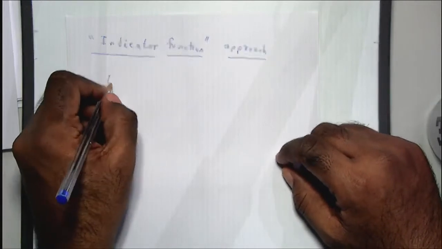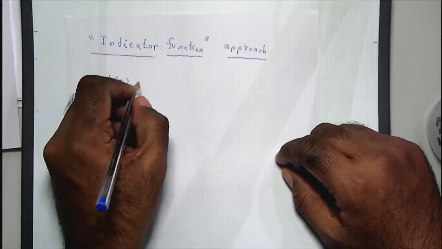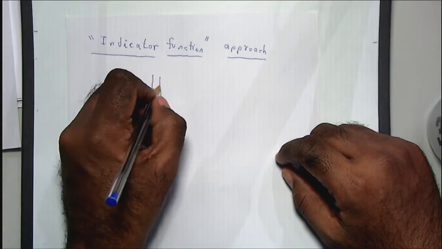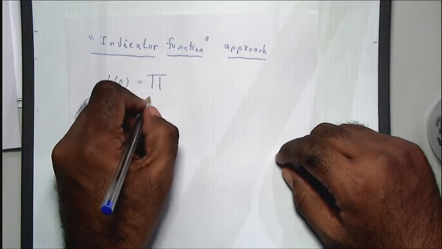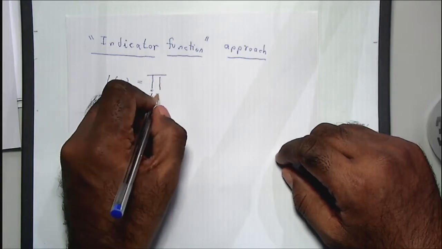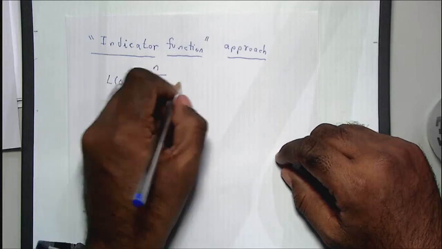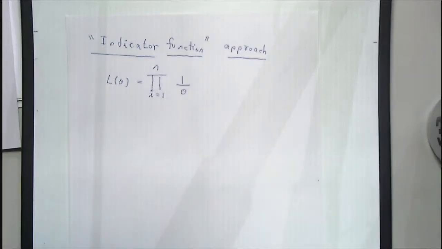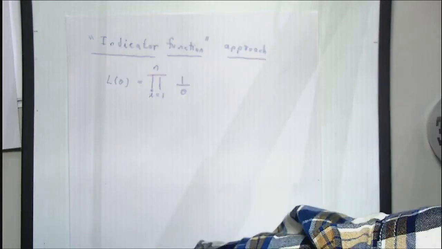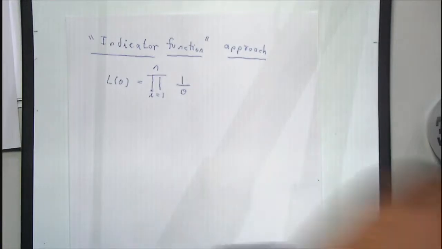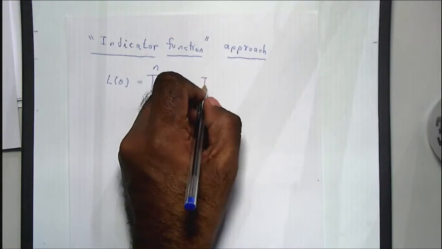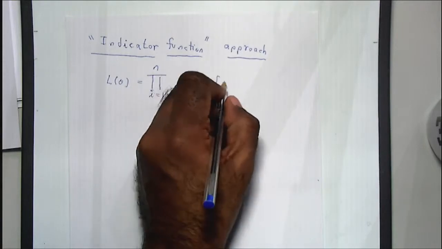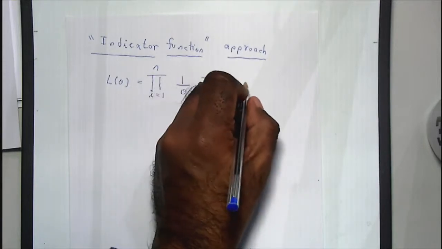So let's look at that example one more time, right? So the likelihood function is the product of the density, but remember the uniform distribution is defined between 0 and theta. So I'm going to say the following, guys.